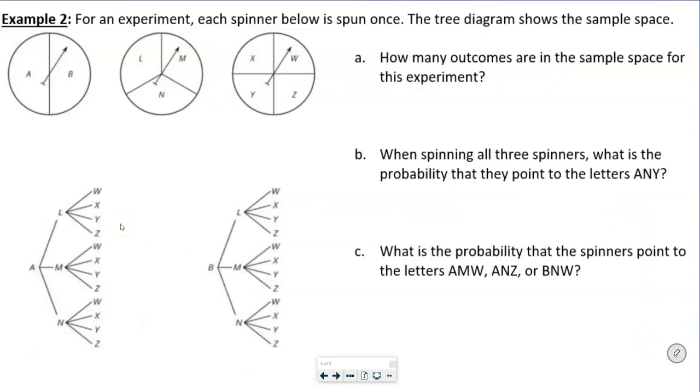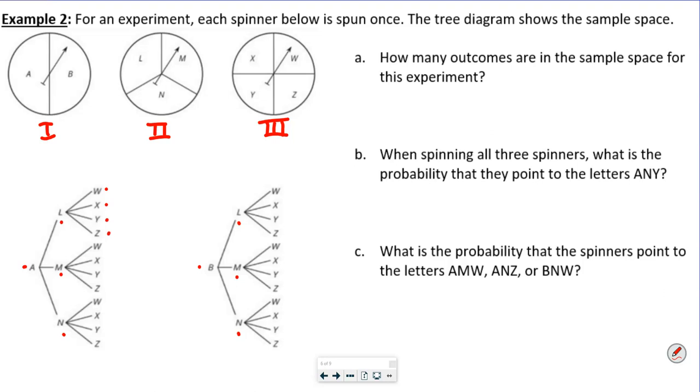So for example 2, it says, for an experiment, each spinner below is spun once. The tree diagram shows the sample space. So basically, with the first spinner, we could spin an A or a B, right? With the second spinner, we could spin L, M, or N, and with the third spinner, we could spin W, X, Y, or Z, okay? So notice here we have an A and a B, and then we've got our L, M, N, L, M, N, and then we've got our W, X, Y, and Z, right?